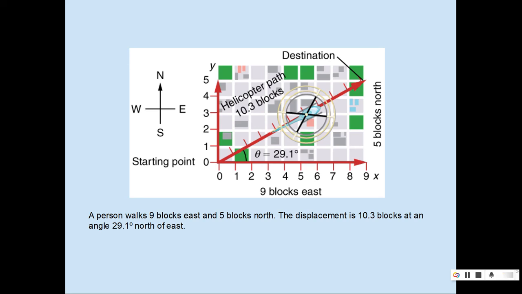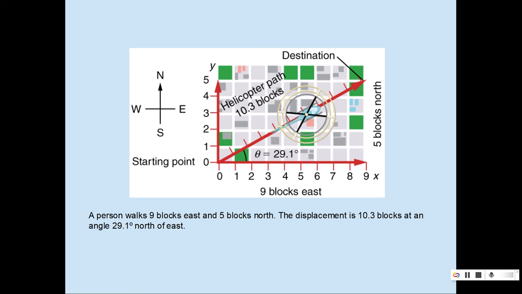We hop in a helicopter and fly over the city, in this direction of 10.3 blocks at a 29.1 degree angle. Either way, any of these paths will get us to the same displacement, right? So these are all the things that we have to deal with. So the overall displacement vector, again, with vectors we have to specify length and direction.